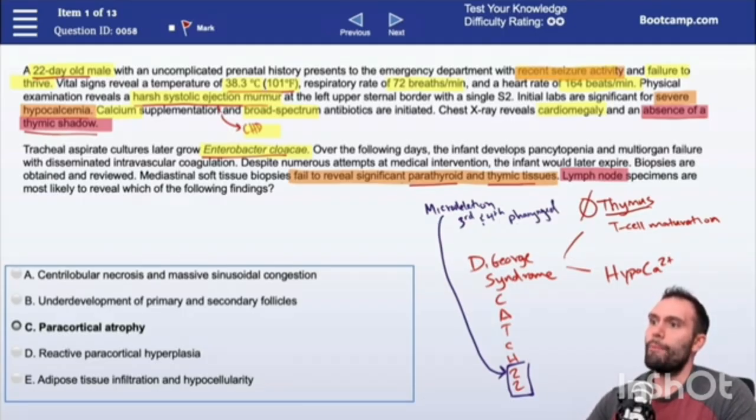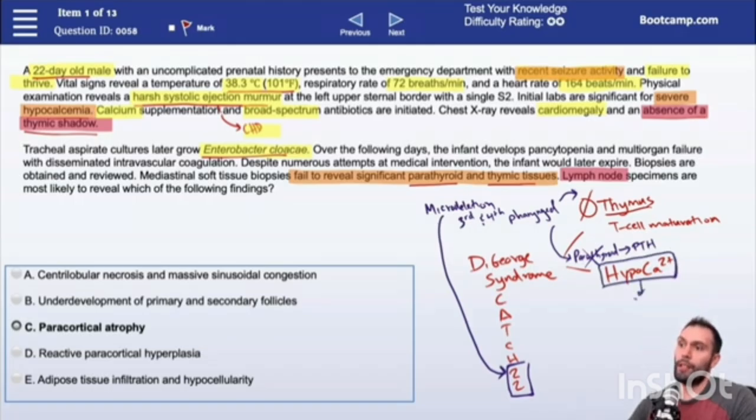And because of that, you end up with a hypoplastic or aplastic thymus. And the other problem is you can also end up with a hypoplastic or aplastic parathyroid gland. And remember the parathyroid gland is releasing parathyroid hormone to maintain calcium levels. So if this is defective, these patients can present with hypocalcemia. So we can presume that the hypocalcemia was probably the cause of the seizures in this infant.